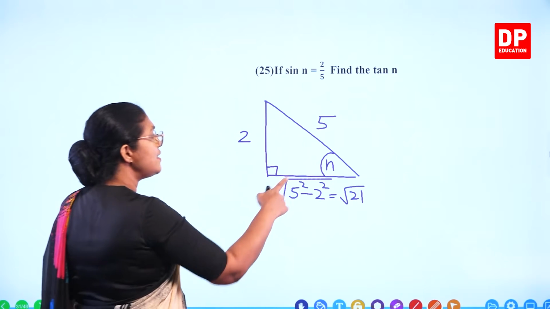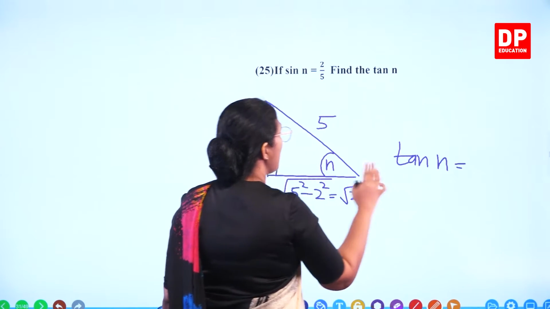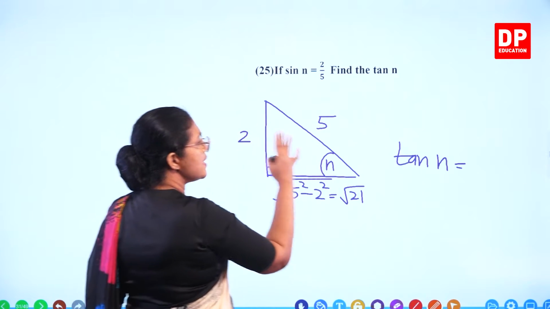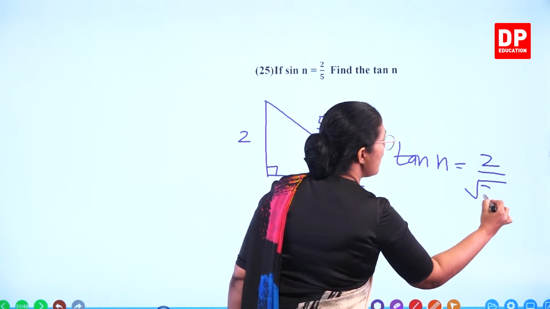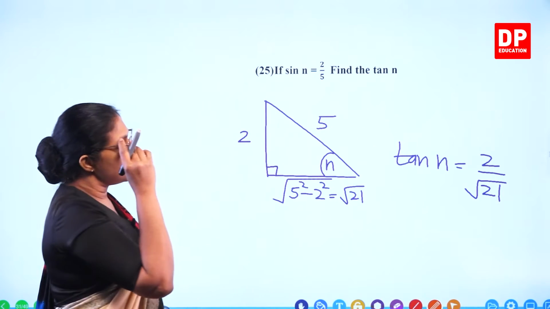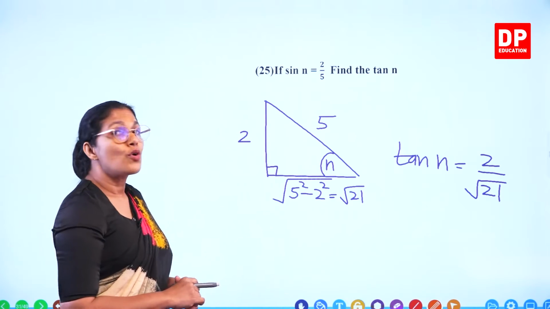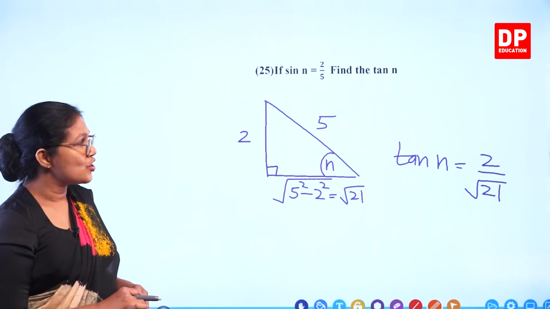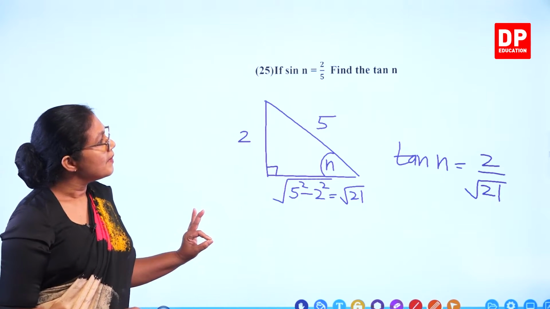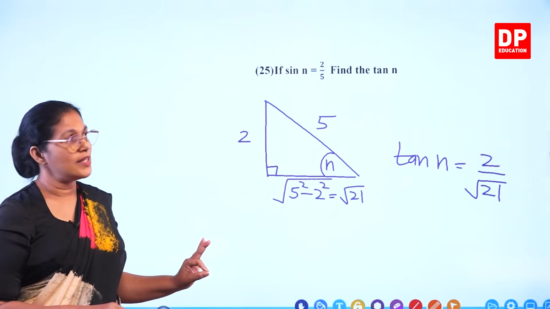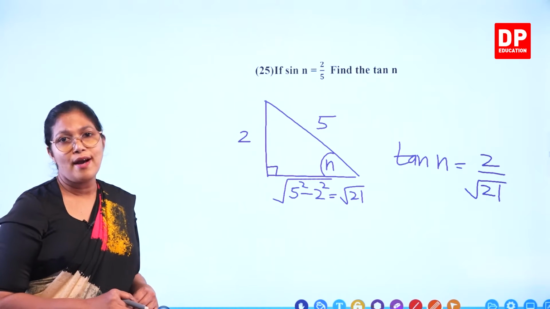Then you can easily write down the tan ratio. What is the tan ratio? Tan n becomes, for this angle, opposite is 2, adjacent is root 21. So tan n is 2 divided by root 21. So we covered all 25 short questions in this paper. Make sure that you take less than 2 minutes per question and try to complete the first part within 1 hour.